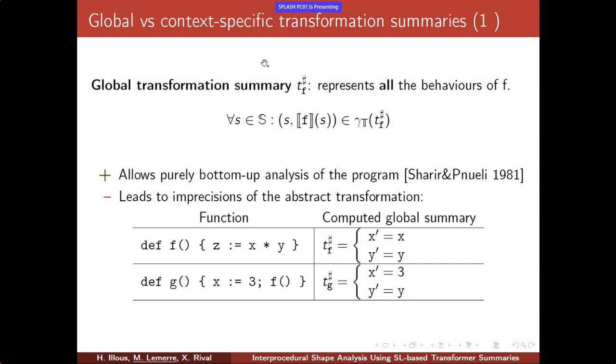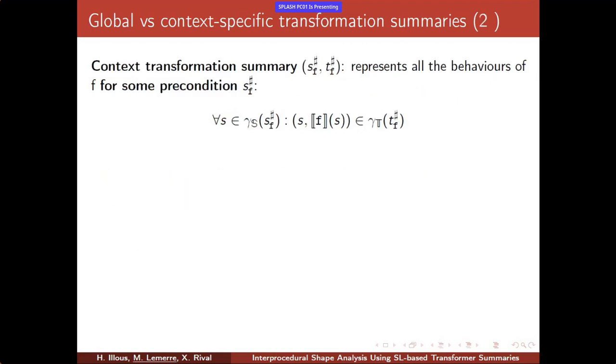For instance, here I have a function f which does a nonlinear assignment to the z variable. Because it's a nonlinear assignment, it cannot be represented using a polyhedral abstraction. And so in the end, we don't know anything about what the z variable contains. It's a bit of a shame because if f is applied in the context of a g function where x is a constant, actually this assignment is a linear assignment because x is equal to 3. So we could represent exactly what z does in this function. So there is a loss of precision here.